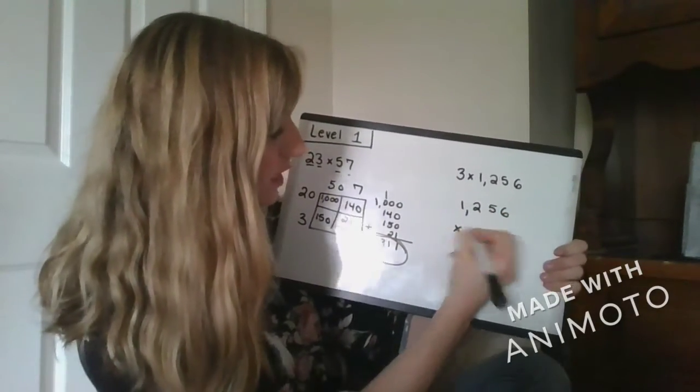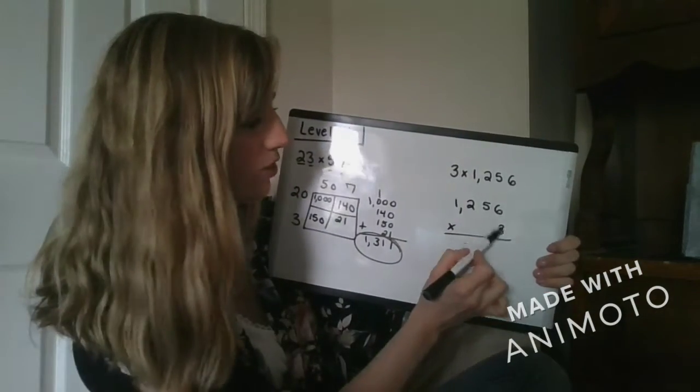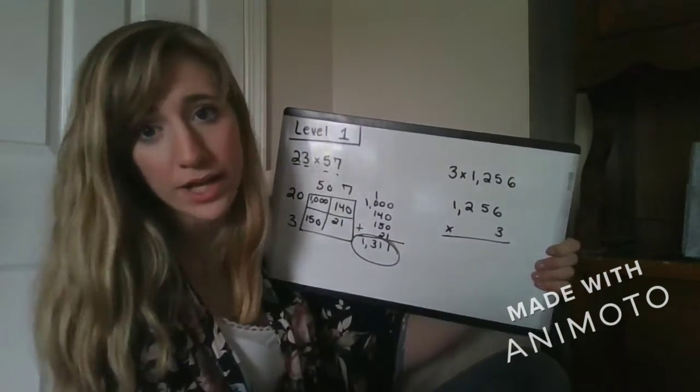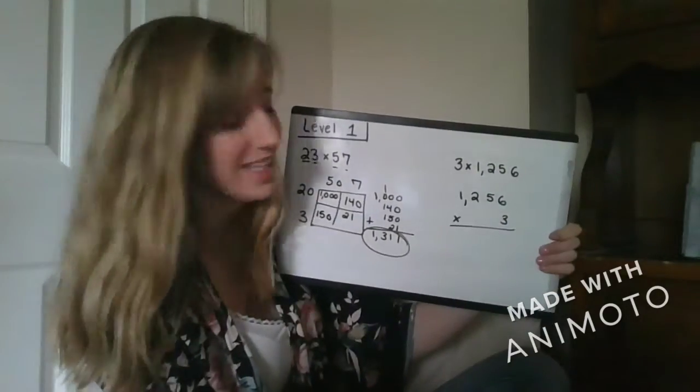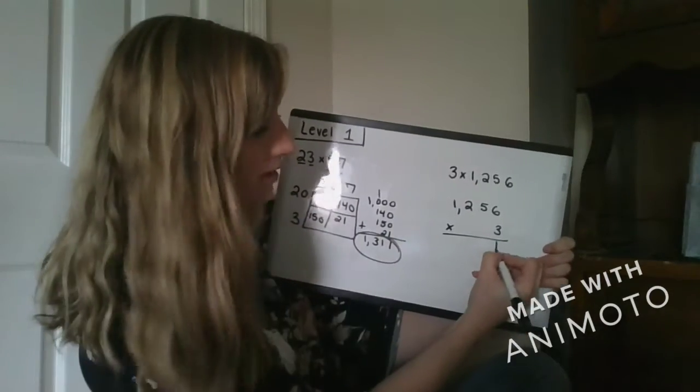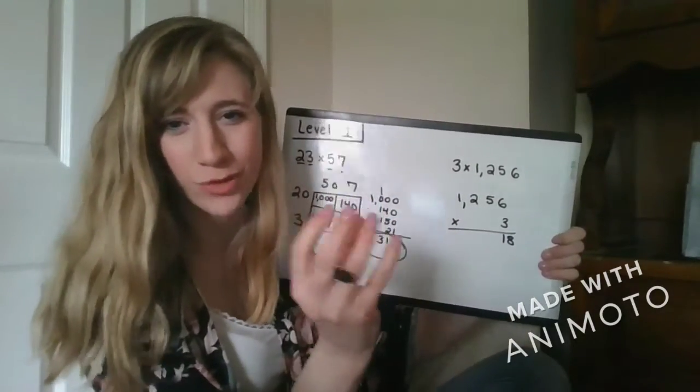1,256 times 3. Once again, I know that I have to multiply 3 to each of my place values. So I'm going to go ahead and do 3 times 6 first, which is 18, but I know with my number sense that I can't put 18 in the one spot. You can only have room for one.